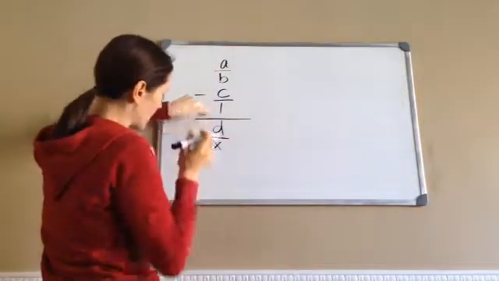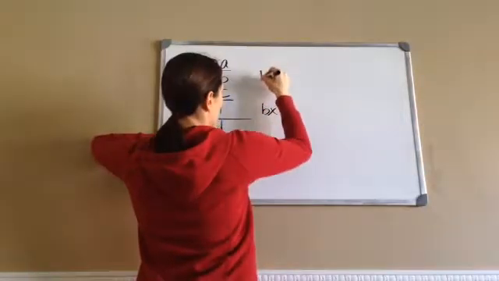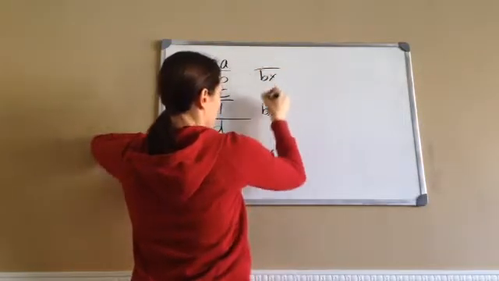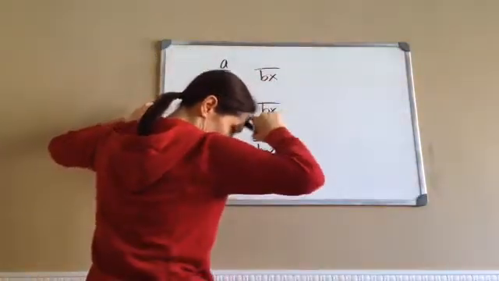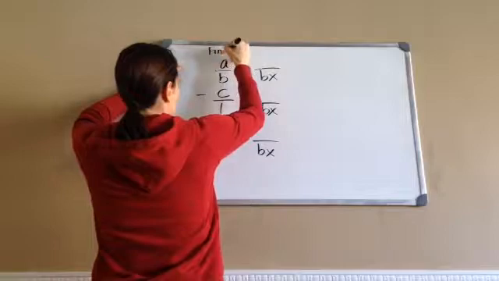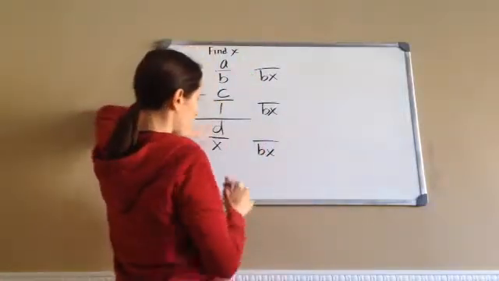And this one has a b, a 1, and an x. So we're just going to make it bx. Okay? That's our common denominator. Alright, on this one, we are supposed to be finding x. Okay? So here we go. So let's take it one step at a time.